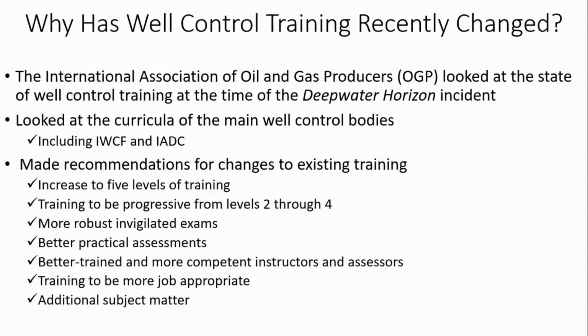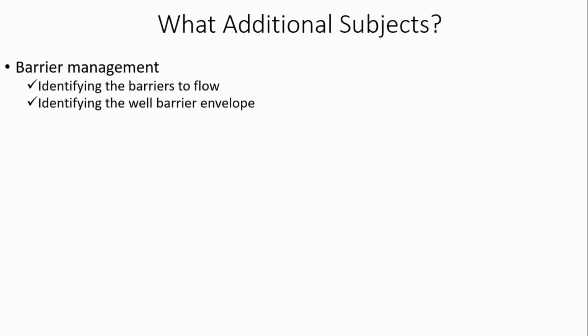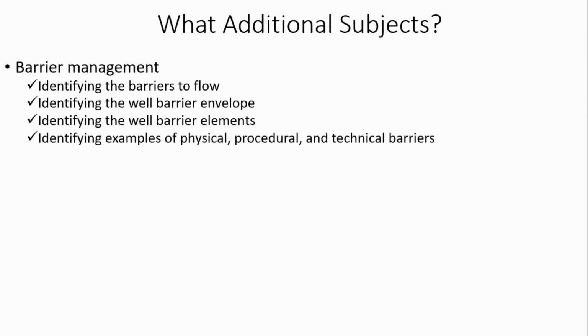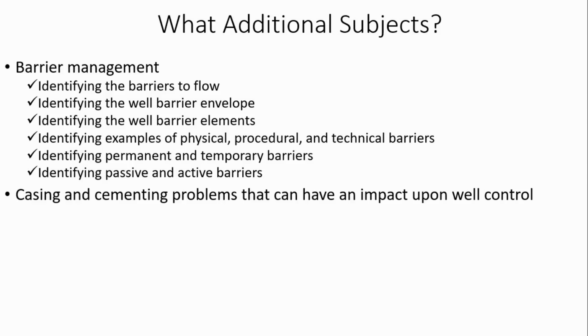They also included additional subject matter that included barrier management, which meant identifying the barriers to flow, identifying the well barrier envelope, identifying the well barrier elements, identifying examples of physical, procedural, and technical barriers, identifying permanent and temporary barriers, identifying passive and active barriers. And then they said that we should be including casing and cementing problems that have an impact on well control.